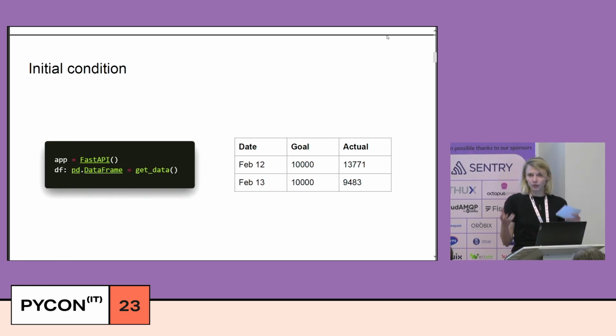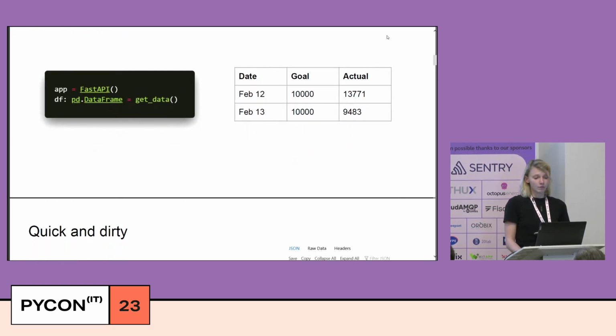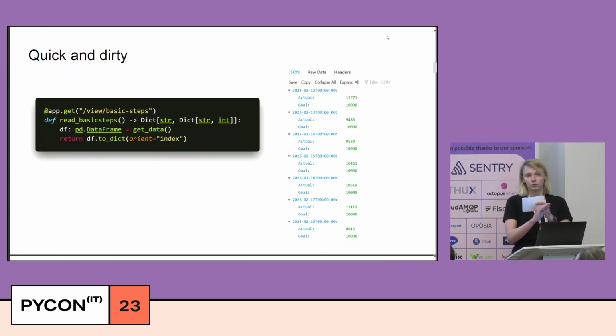This is our initial conditions. We have data that we want to show, and I'm going to be mostly talking about having data in a data frame. And we have the backend, which is a FastAPI backend. So the first solution is just to return your data, and what you're going to receive is just the JSON output in your browser.